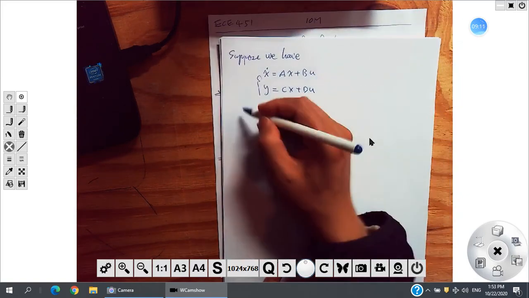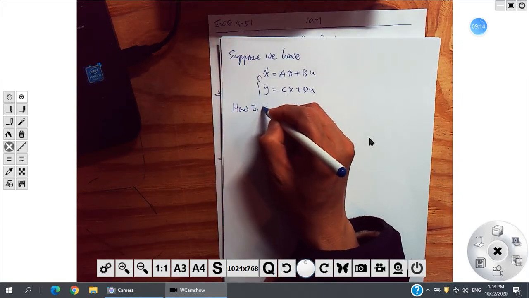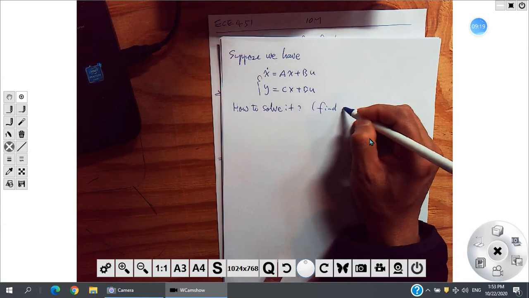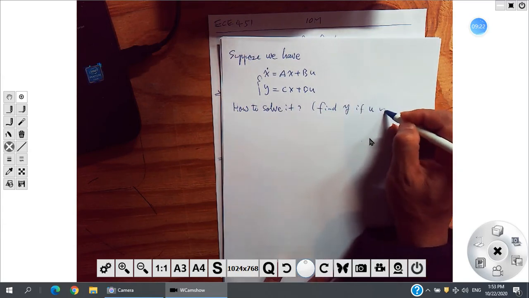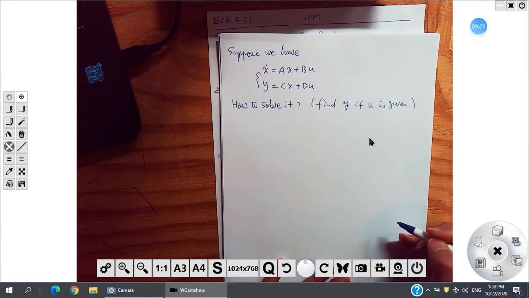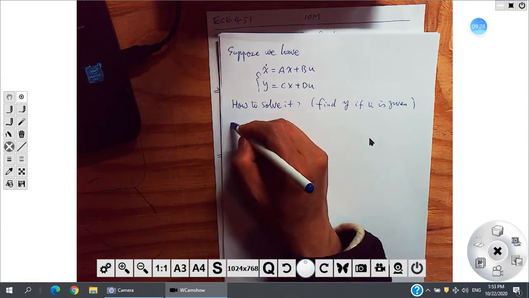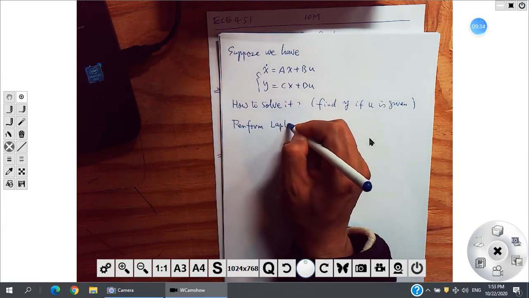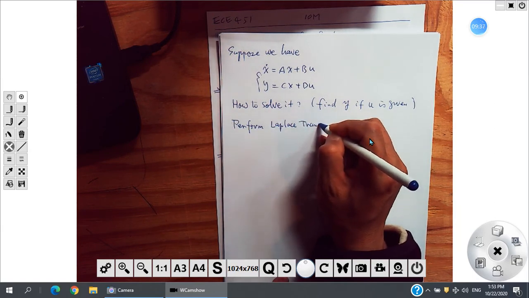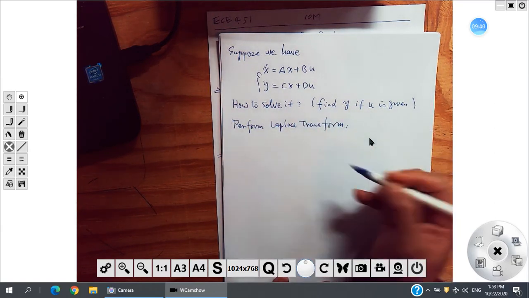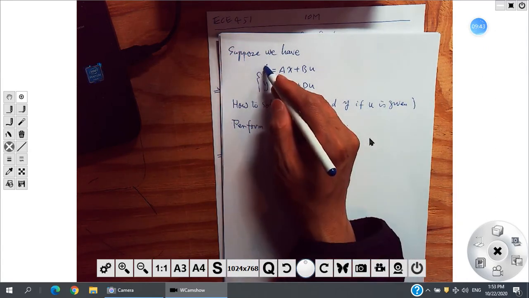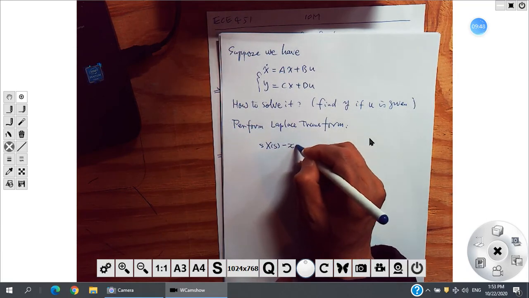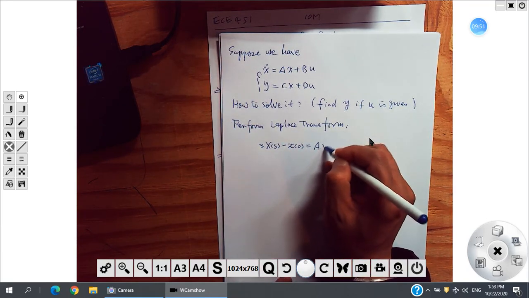So, how to solve it? That means we want to find y if u is given. Right? We want to do this. Okay, we perform Laplace transform. We will have, this is x, right? Take one derivative. So this will be s x of s minus x of 0 equal to a x of s plus b u of s.